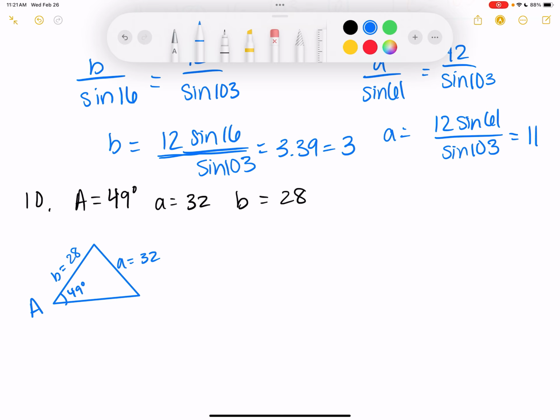So the next thing I look at is angle A, acute or obtuse, because that depends on which chunk of the chart I'm looking at. Yep, it's acute.